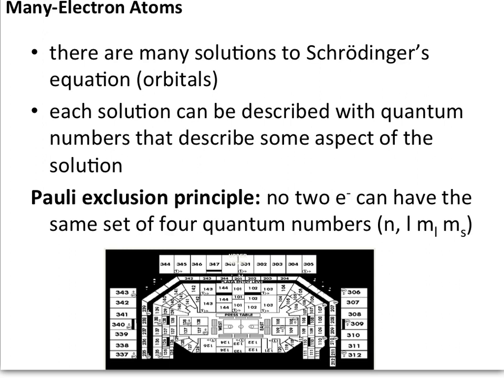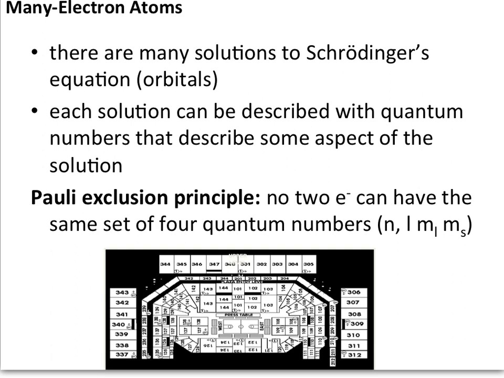Something that we need to understand about each electron is that the quantum numbers associated with Schrodinger's equation have to be unique for each individual electron. So that brings us to the Pauli exclusion principle, which basically says that no two electrons can have the same set of 4 quantum numbers. And we're going to talk about these quantum numbers.